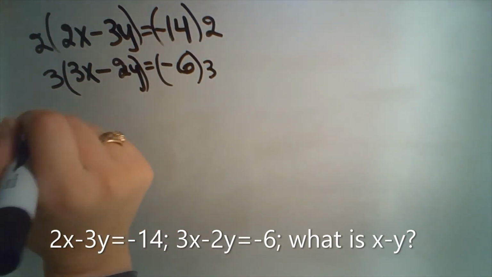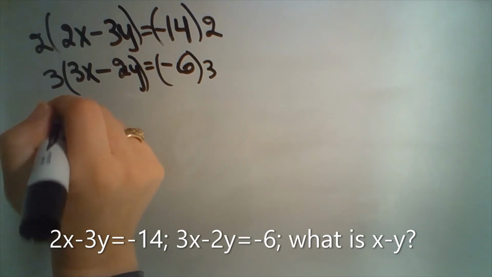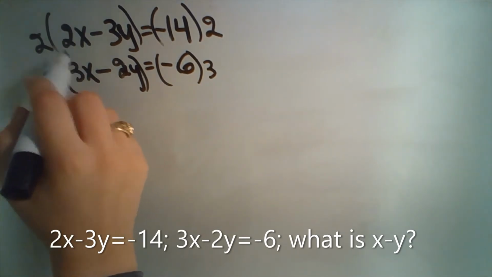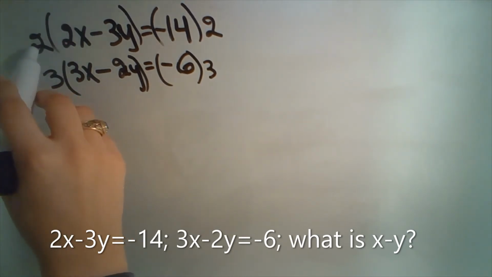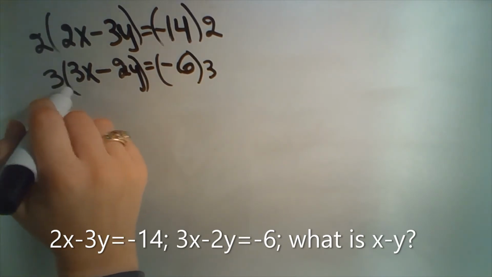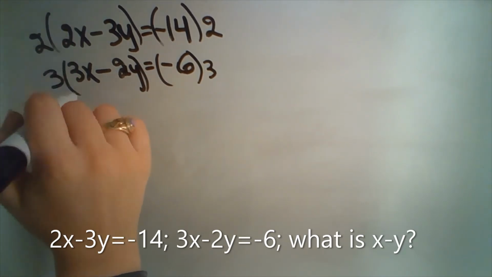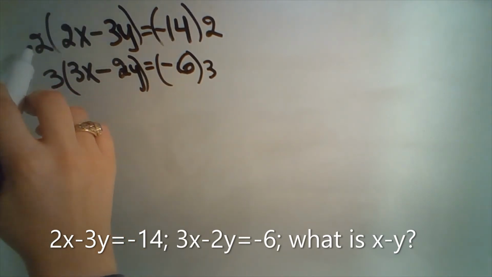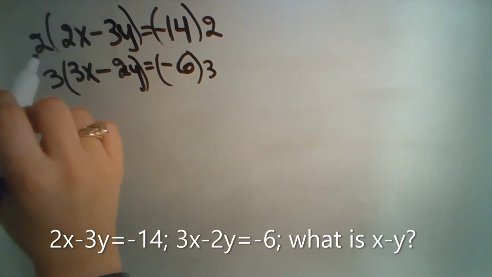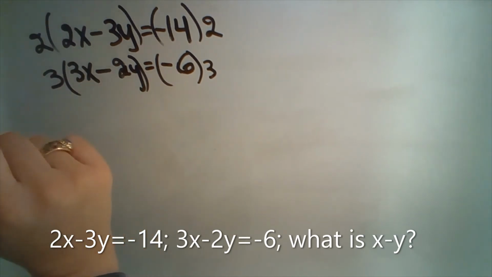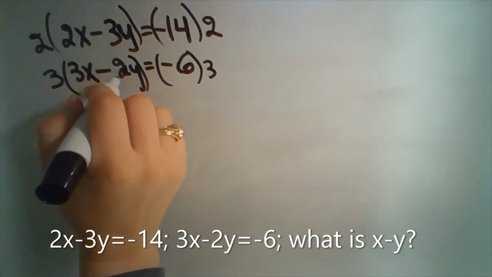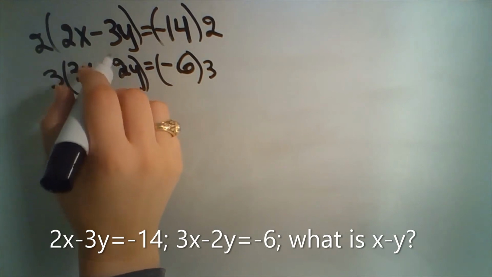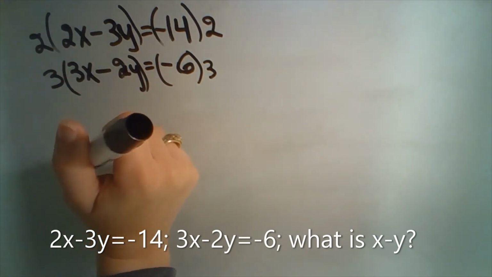So what term are we getting rid of? What variable can we get rid of when we do this? It's not the x's, because 2 times 2 is 4 and 3 times 3 is 9. So these x's don't cancel each other out. It's the y's. Right? If I do 2 times negative 3, I get negative 6, and 3 times negative 2 is also negative 6. If I have the same value in front of the y's, I can subtract these equations.